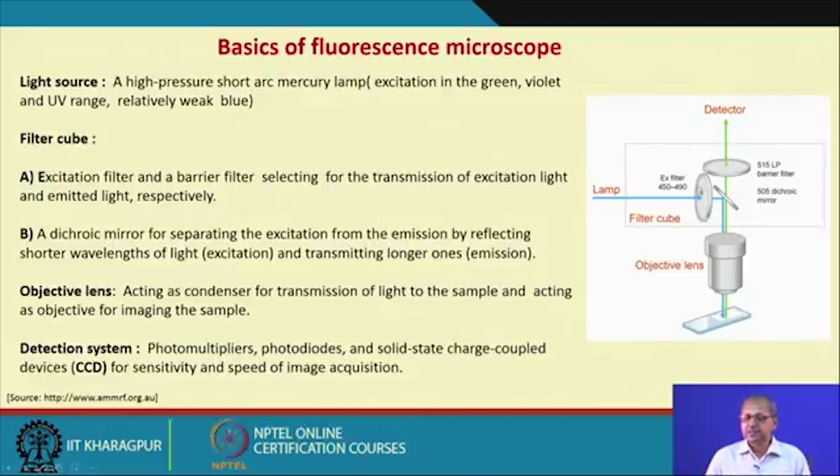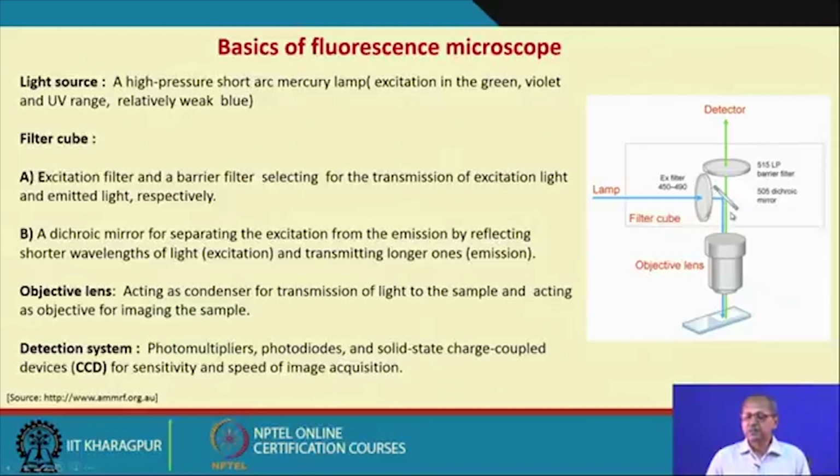The function of the excitation filter is to eliminate the maximum radiation except the wavelengths it will permit. Here, for example, the excitation filter is 450 to 490 nanometer, but along with some other rays will go also. So, this ray will fall on the dichroic mirror.